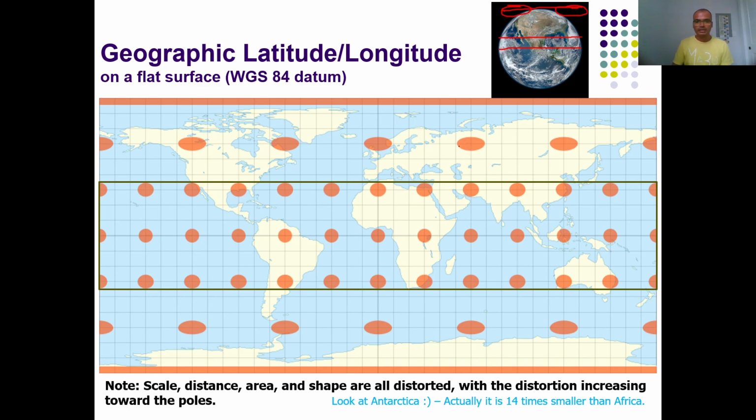So that's why, if you look at the poleward regions, the scale, area, distance and shape of continents, countries or places are highly distorted. And if you look at Antarctica, see how distorted it is. Even the North Pole and South Pole are represented here as a line instead of a point. Say, for example, the continent of Antarctica, which is 14 times smaller than Africa, on this map looks equal in size to Africa, which means this is highly exaggerated or distorted. So this is the problem with geographic latitudes and longitudes, especially if you want to represent everything together on a map, especially the polar regions.